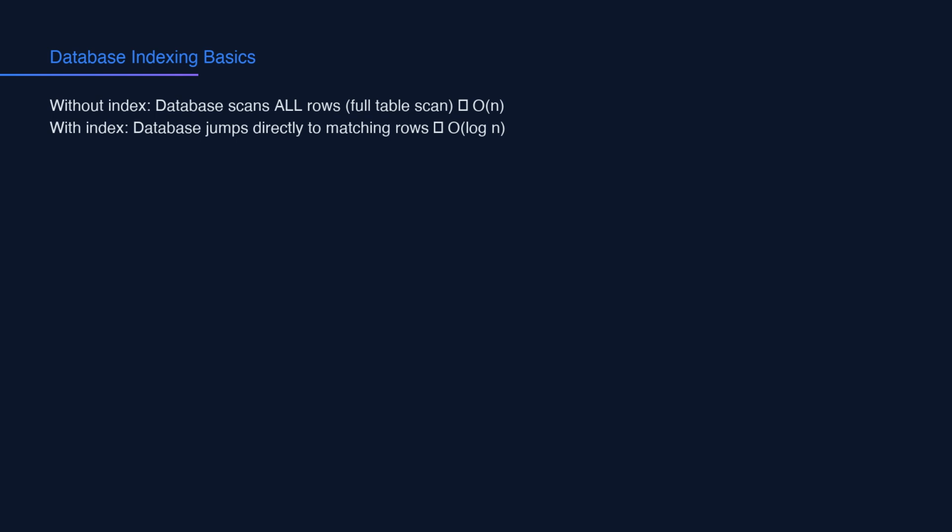Before we move on, let's talk about database indexing. This is something interviewers expect you to know. Without an index, the database has to scan every single row to find what you need. That's O(n). With an index, it jumps directly to the matching rows in O(log n) time. The difference on a table with millions of rows is massive.